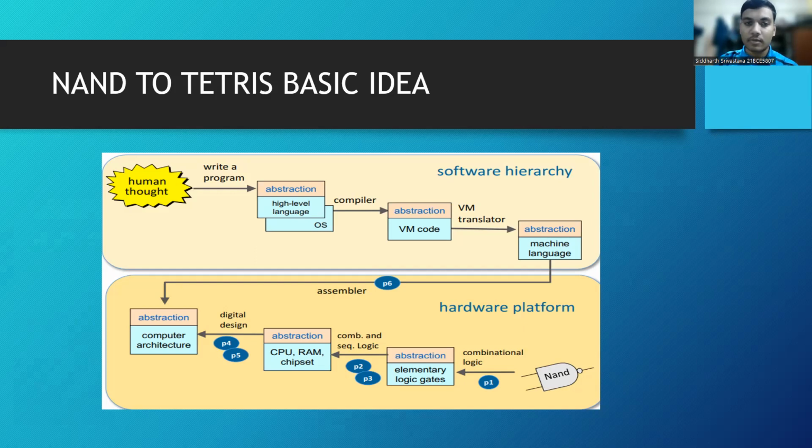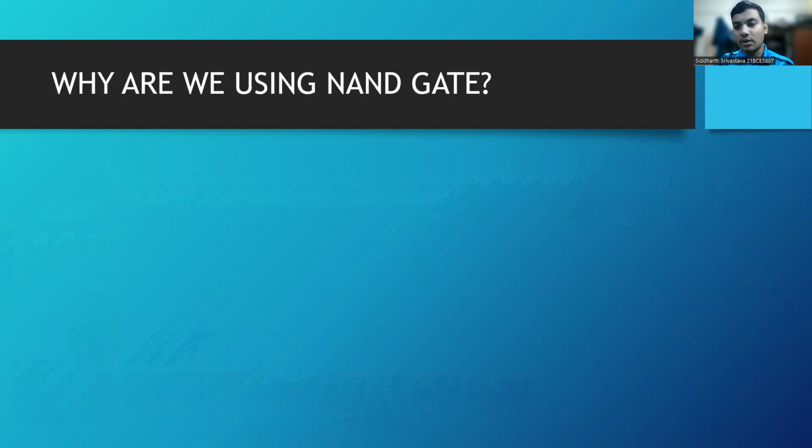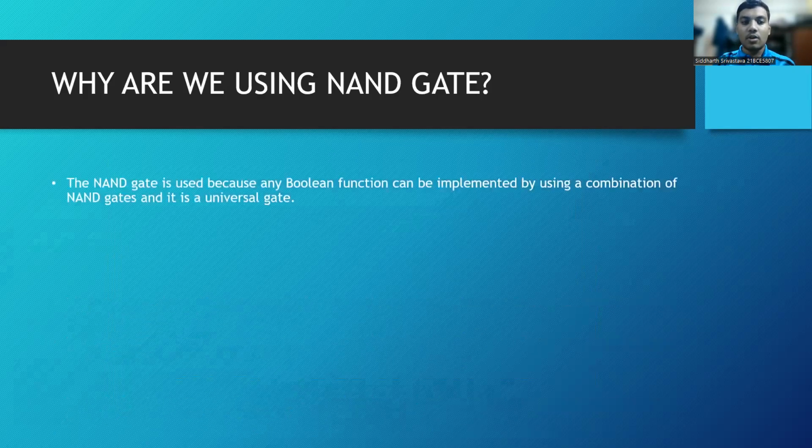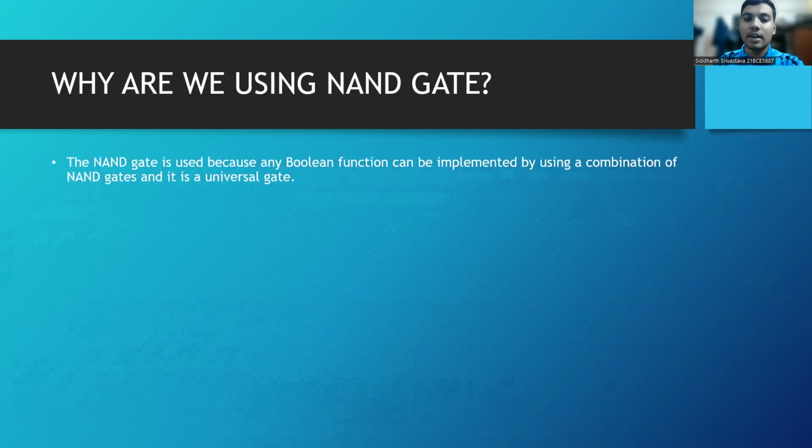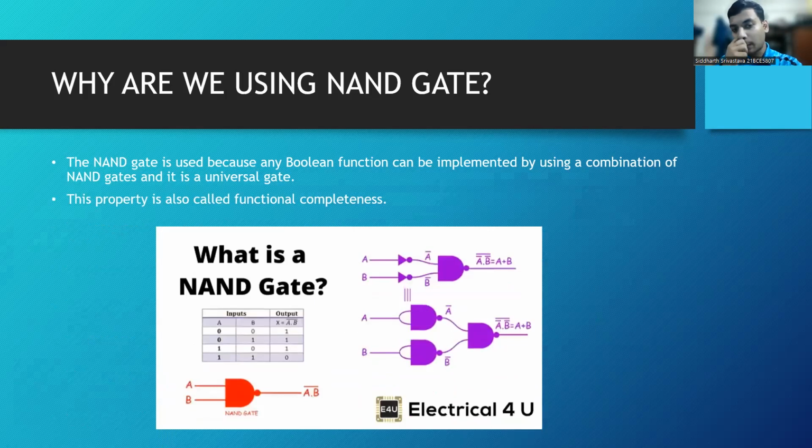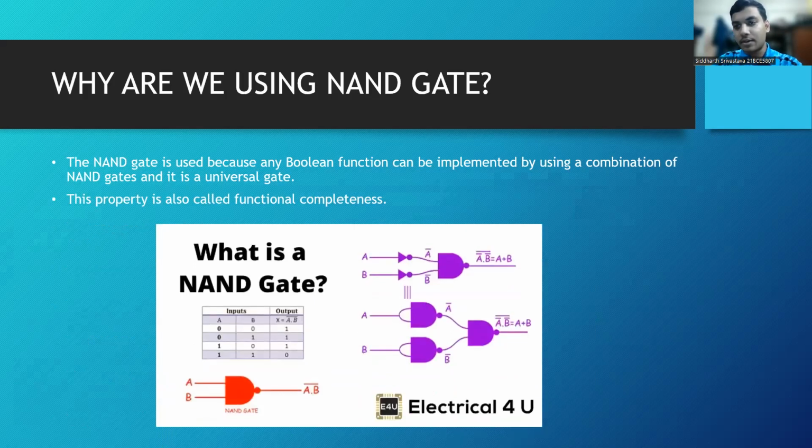Let's move further. One question may arise for us: why are we using the NAND gate? That is because the NAND gate can be used to implement any Boolean function, and it is also called a universal gate. This property of the NAND gate is called functional completeness.